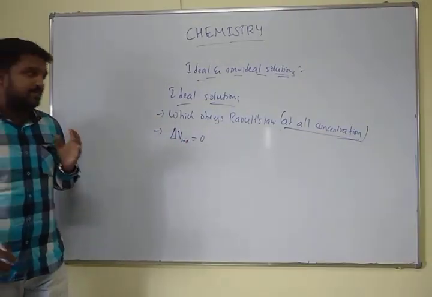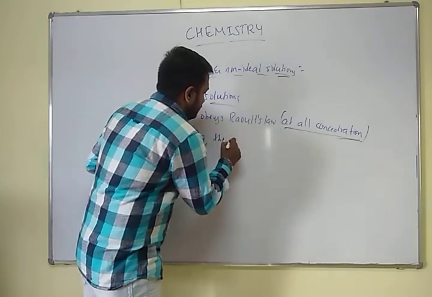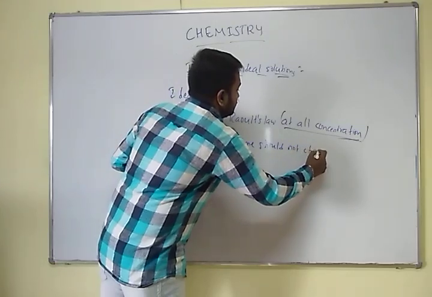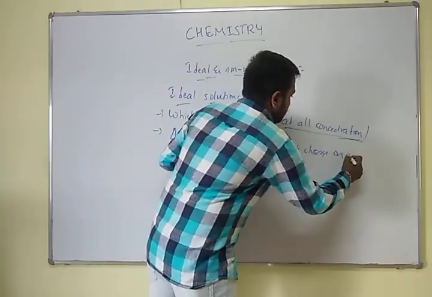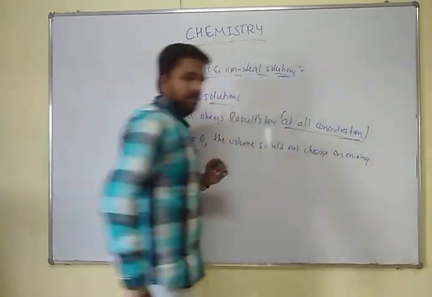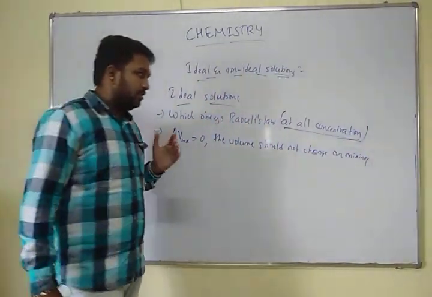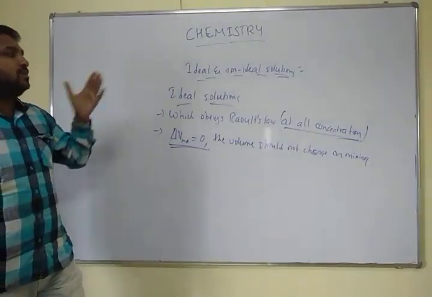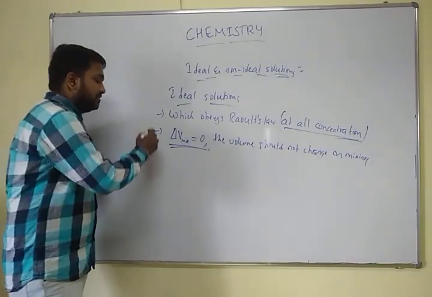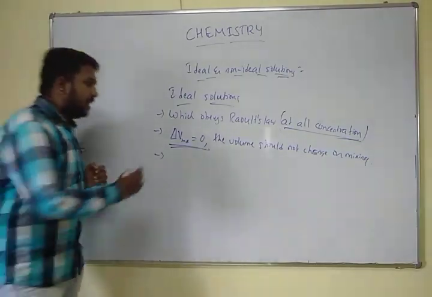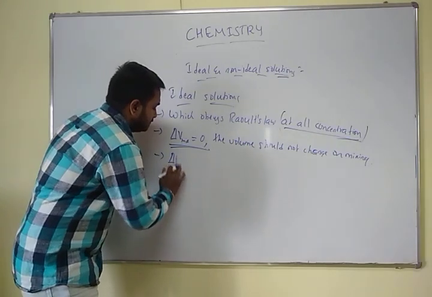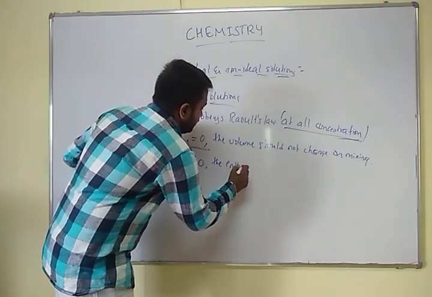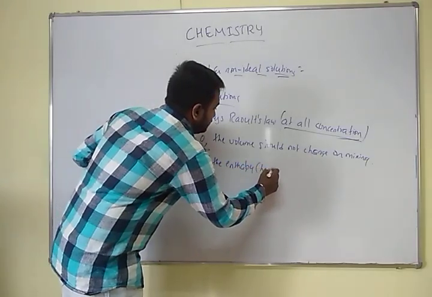It means that the volume should not change on mixing. So when you mix any two solutions, or a solute in a solvent, its volume should not change. These types of solutions we call ideal solutions. This is the first important property. The next one: the enthalpy of mixing also should be 0, the enthalpy or heat.